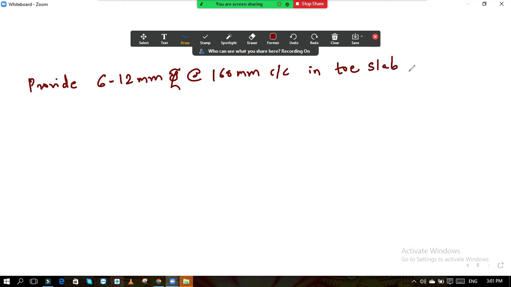In toe slab. Okay. So this is the second part of this design of toe slab. Now third part we will see in the next lecture, design of heel, and after that there is a check, so that the design will be over.